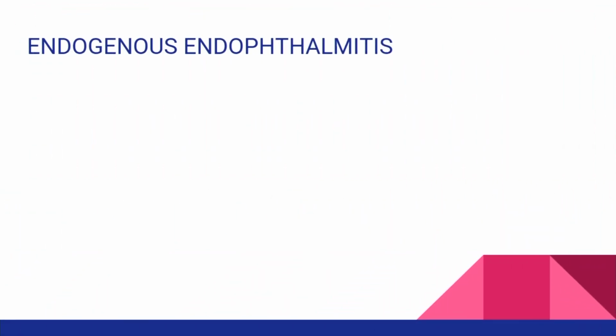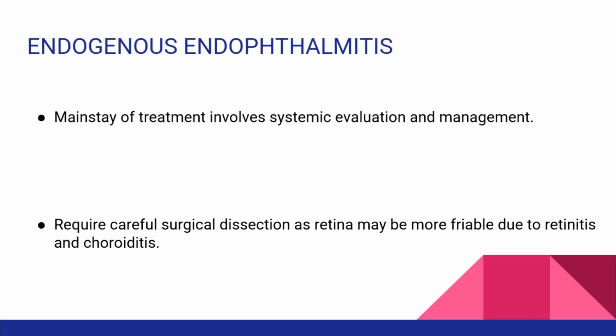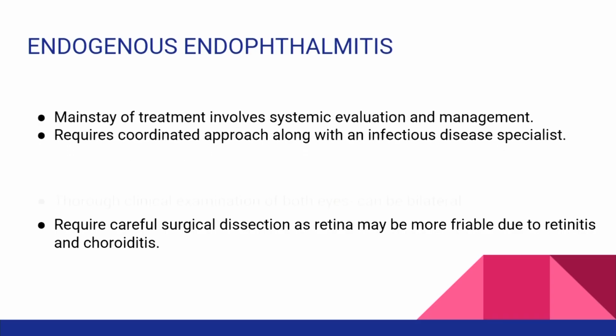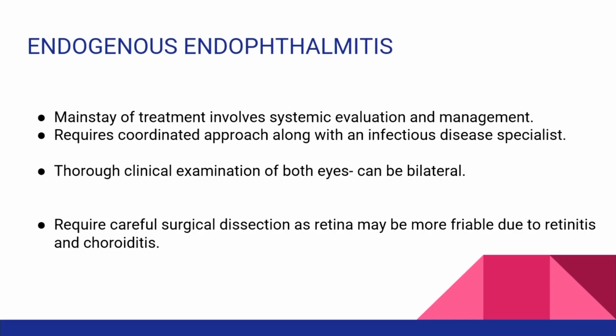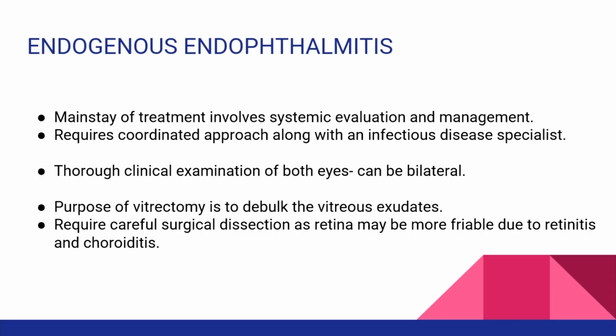Coming on to endogenous endophthalmitis. The mainstay of treatment involves systemic evaluation and management, and the infectious disease specialist opinion is to be sought. A thorough clinical examination along with the examination of the other eye is important in endogenous endophthalmitis as it can be bilateral. The purpose of the vitrectomy is to debulk the vitreous exudates and requires a careful dissection as the retina is more friable due to the presence of retinitis and choroiditis.